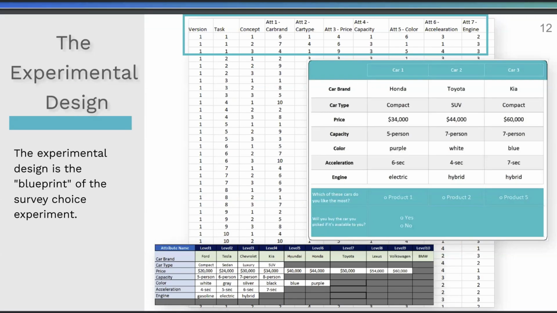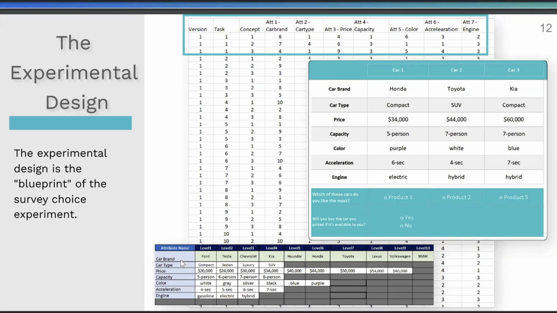And there's also something called the levels and attributes grid. It's kind of hidden in the background, but I want to refer to it right now so that we'll understand what the numbers mean. So for example, this experimental design says that in the first task, when you see the 3 concepts, concept number 1, 2, and 3, which are the 3 products next to one another, in the first attribute, which is car brand, show the 6th brand, the 7th brand, and the 4th brand.